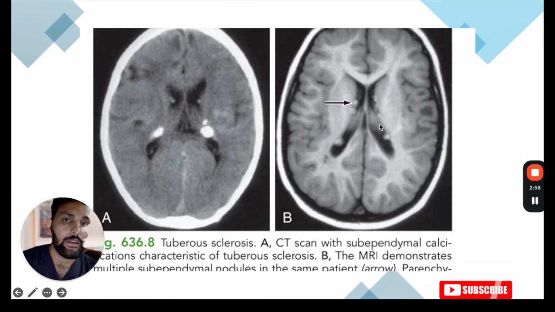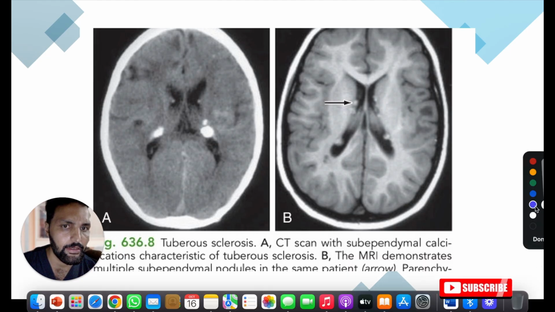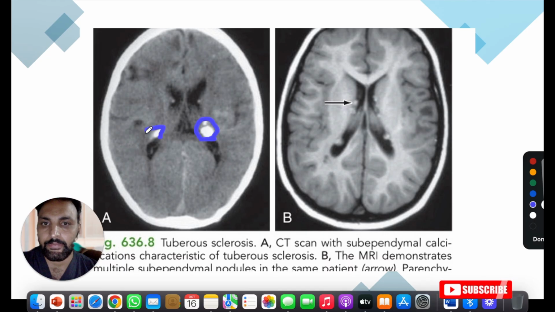Okay, this picture is taken from the Nelson 22nd edition textbook of pediatrics. The first is a CT scan brain in which there is a subependymal calcification. Let me mark this. Okay, so this is the subependymal calcification. The second image is MRI brain, which demonstrates subependymal nodules.